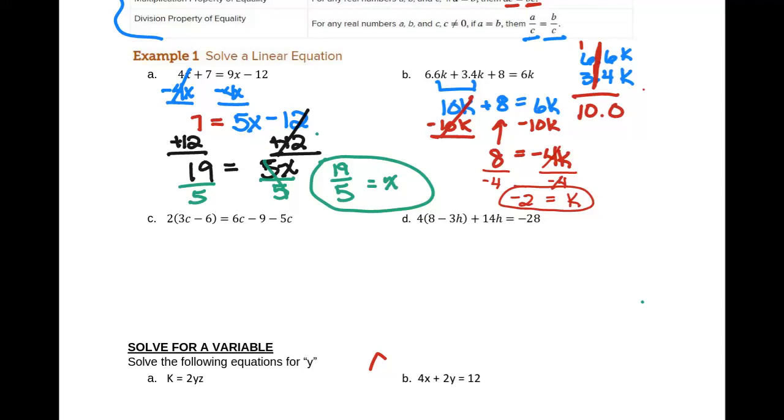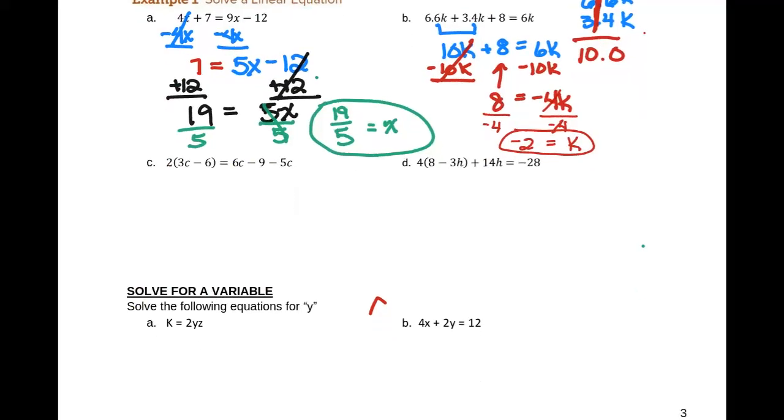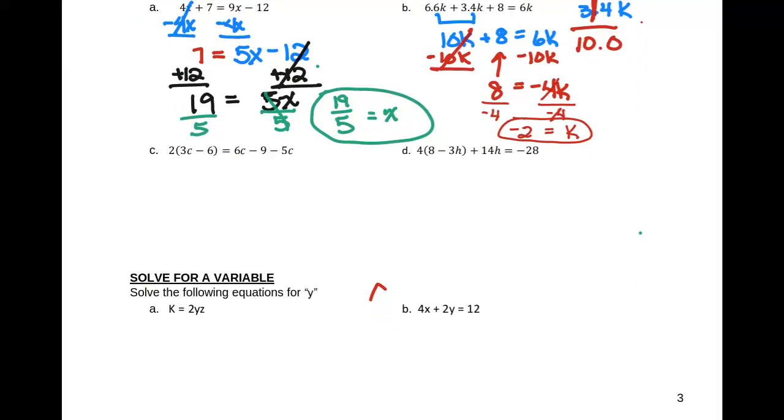So 2 times, that's again, we don't need an operator. Those parentheses need times. 3C minus 6 equals 6C minus 9 minus 5C. Let's look at the left-hand side. We have some parentheses. Can I combine 3C minus 6 here? No, those are not like terms. But I do see the 2 out front.